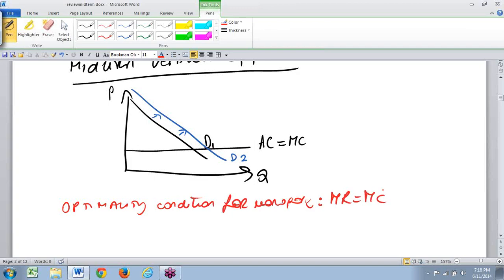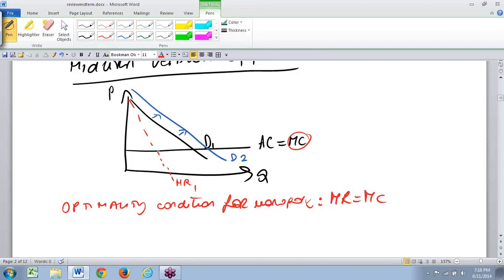Right? Now we already have in the graph the marginal cost, that is this straight line. We need to draw the marginal revenue curve. The marginal revenue curve is a straight line halfway between the y-axis and the demand curve. So I'm going to draw it for demand curve 1. It's halfway between the demand curve D1 and the y-axis, and this is my marginal revenue 1.